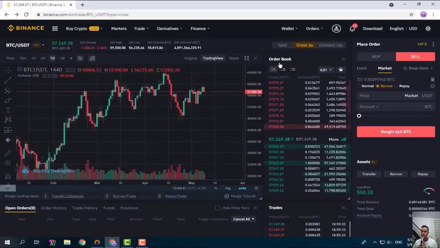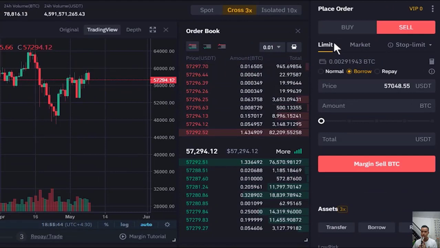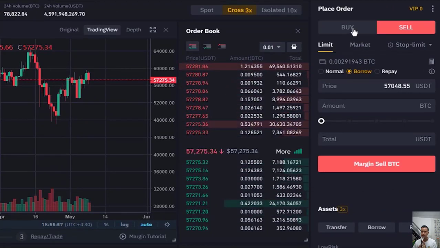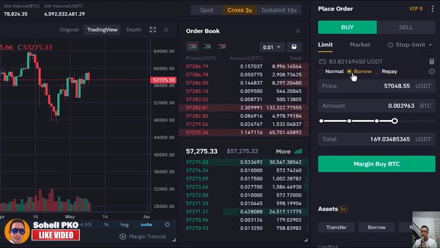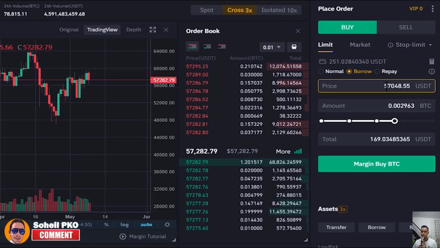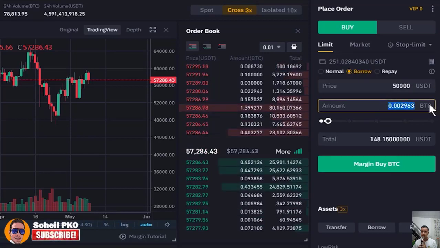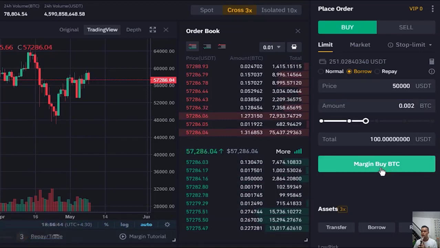Let me close this. Another point that I must mention here is that if we place an open order like a limit order, when we cancel the order, the borrowed money is automatically repaid. Let me show you this with an example. Let's go to the buy tab and limit order. I select borrow here. And let's place a limit order at 50,000, for example, with the size 0.002. We click on margin buy BTC.